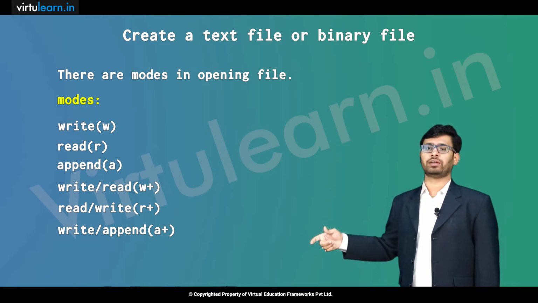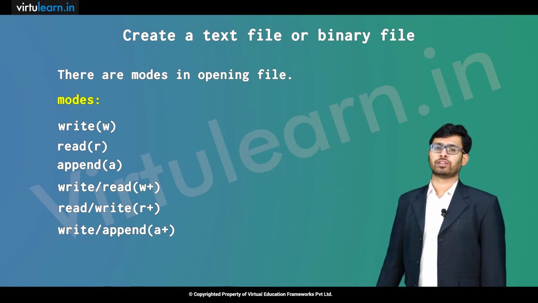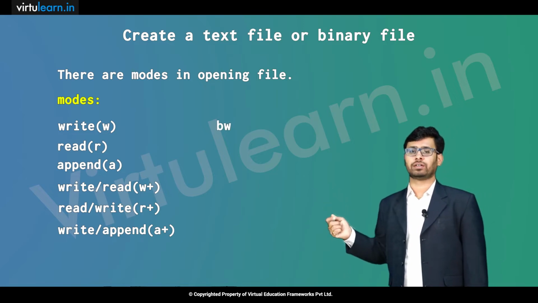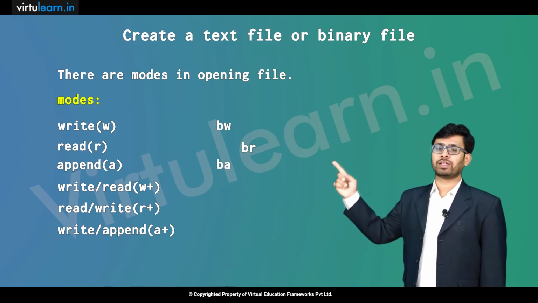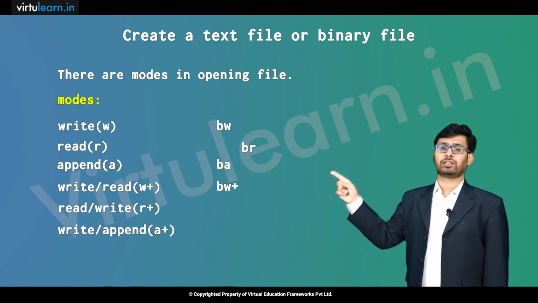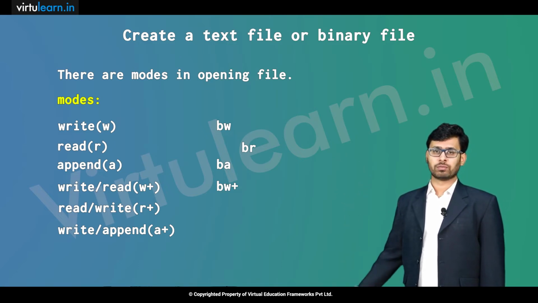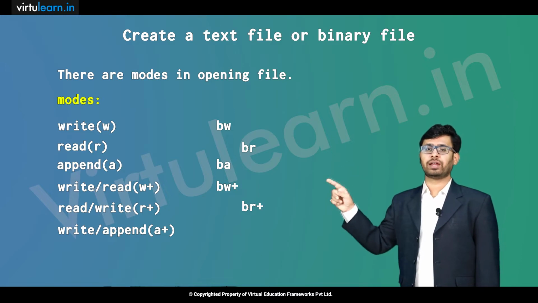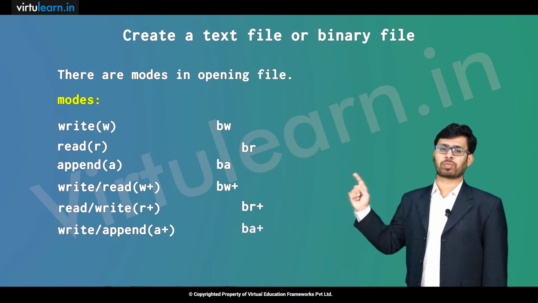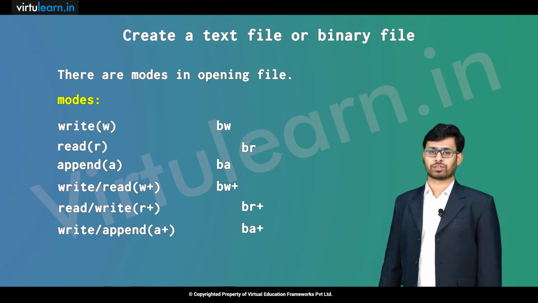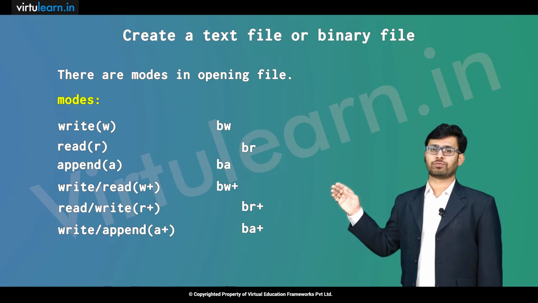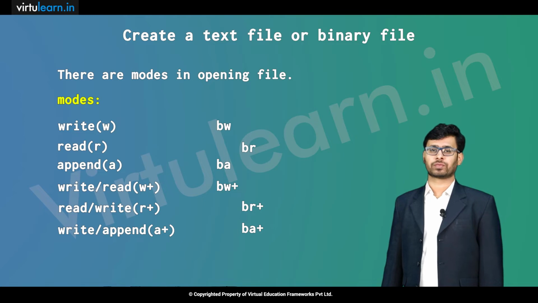Coming to the binary file modes: bw is for binary write, br is for binary read, ba is for binary append, bw plus is for binary write as well as read operations, br plus is binary read or write operations, and ba plus is binary write or append operations. These are the different modes available for text as well as binary files.